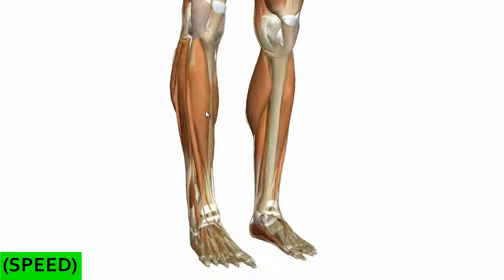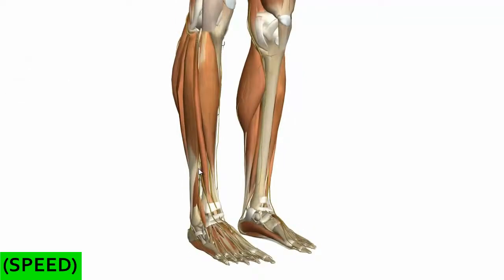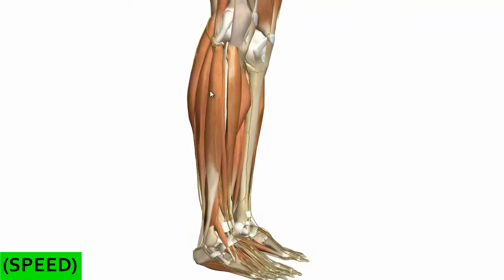The muscles of the anterior compartment mainly act to dorsiflex, extend the toes, and to invert the foot. There are four muscles in this compartment, and this compartment is supplied by the deep branch of the common fibular nerve. The lateral compartment only has two muscles, and these muscles mainly act to evert the foot, and this compartment is supplied by the superficial branch of the common fibular nerve.